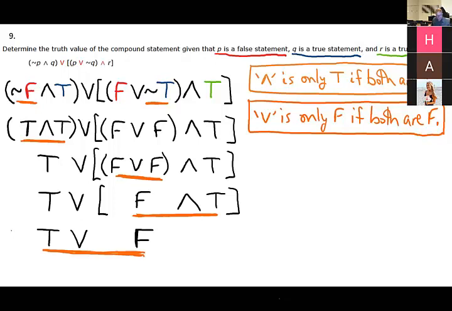And that leaves us with an or. And the memory aid for or is it's only false if both are false. Well, they're not both false. Well, if it's only false if both are false and they're not both false, that means the result must be true.